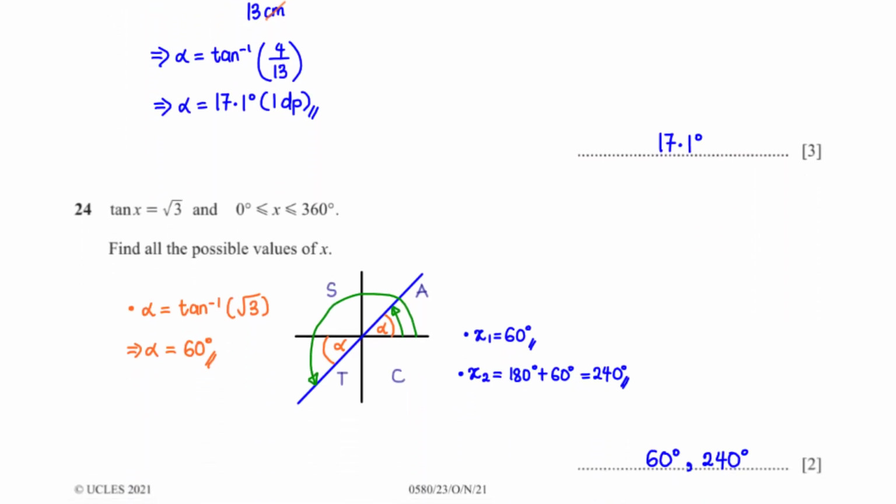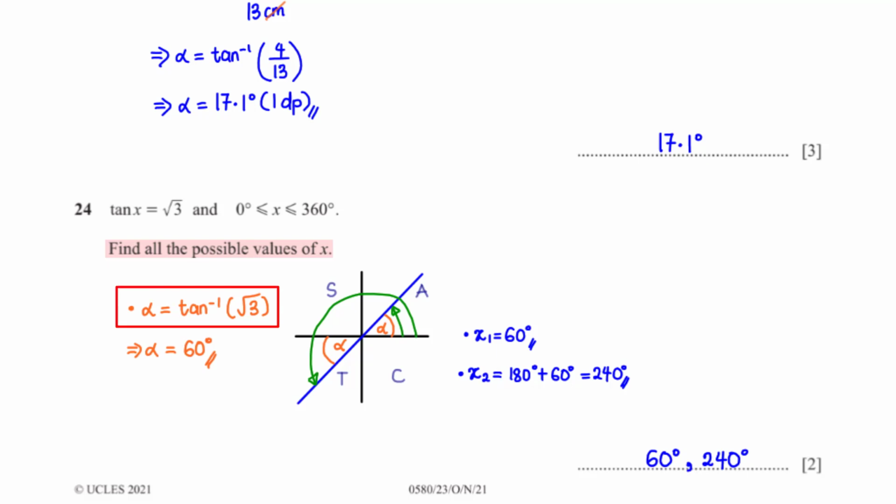Tan x equals square root of 3 and x is greater than or equal to 0 degrees and less than or equal to 360 degrees. Find all the possible values of x. First, let's find the value of alpha, which is the reference angle that will allow us to find all the possible values of x in the given range.